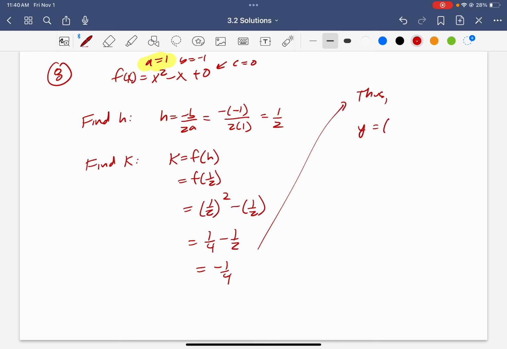Thus, y is equal to a is 1, (x minus h) squared plus k. So it's going to be that.